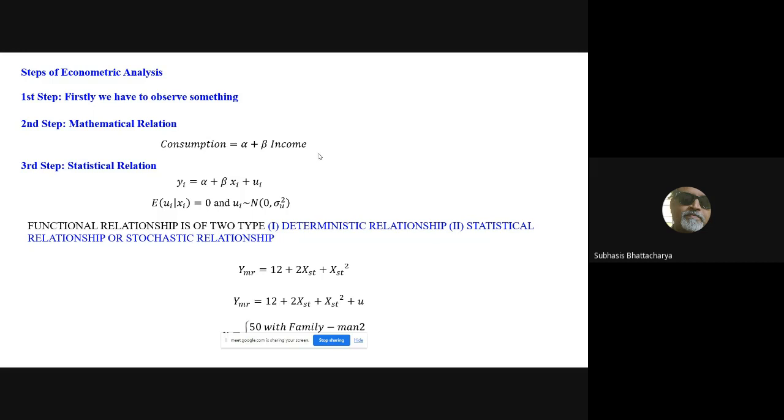After this observation, we go to a mathematical relation. That is, we formulate a mathematical relation as directed by the framed research ideas. For example, here consumption is equal to alpha plus beta income. That means if income increases, consumption will increase, given the restrictions on alpha and beta. That is a mathematical relationship. If you know the income and the consumption, you can get a mathematical relationship between them, and there are several techniques to do this. But what is a statistical relation?